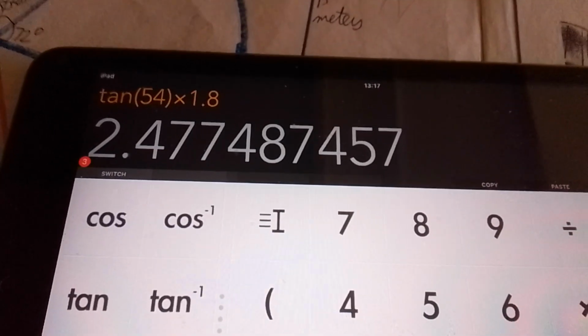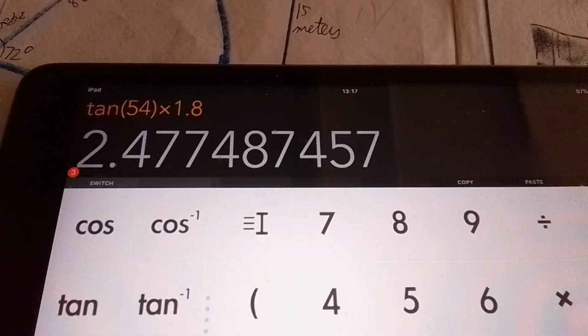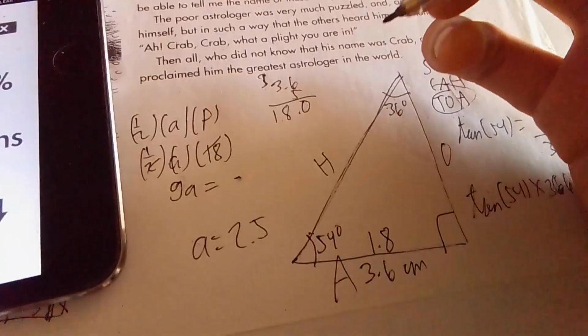Very good. The apothem is 2.477. Or, we can just round it off to 2.5 na lang, para mas madali. So therefore, our A is 2.5. Okay? So that's how you get the apothem.